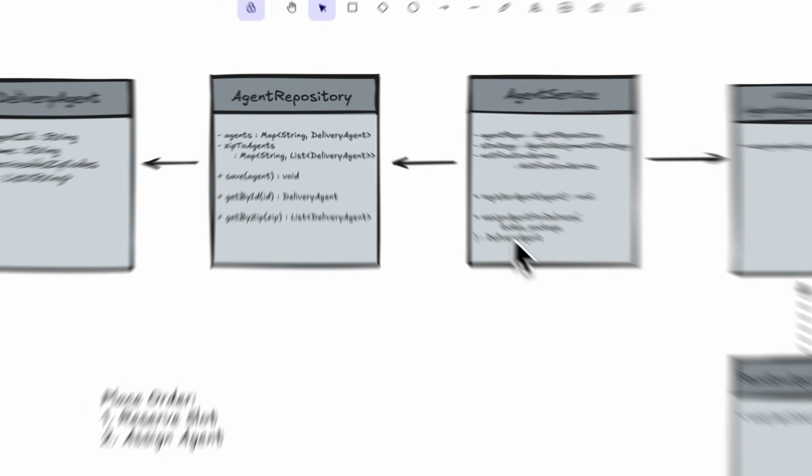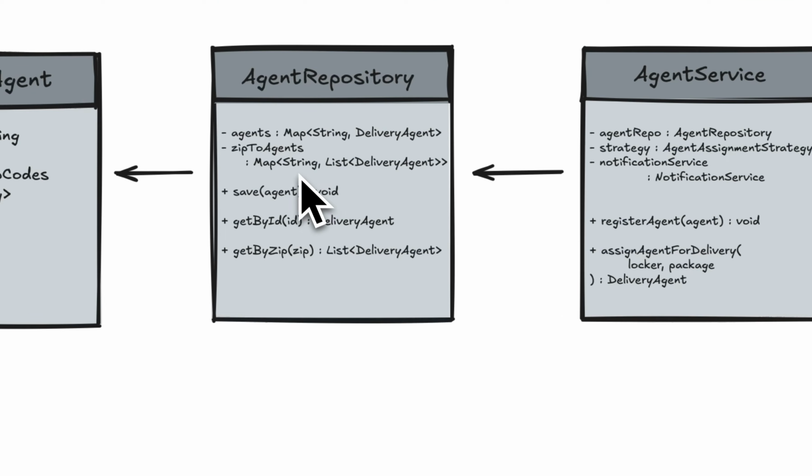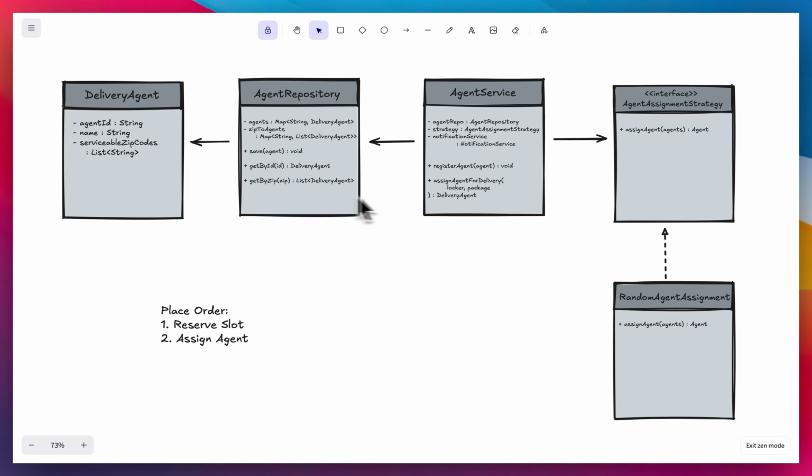So I need to find all the agents which can deliver the package in that zip code. So I'll be doing that with the help of this hash map, wherein the key is the zip code and the value is a list of delivery agents. Okay. So I'll call this getByZip function. So now let's say there are 5 delivery agents which can deliver the package to this locker. Now I need to select one of them.